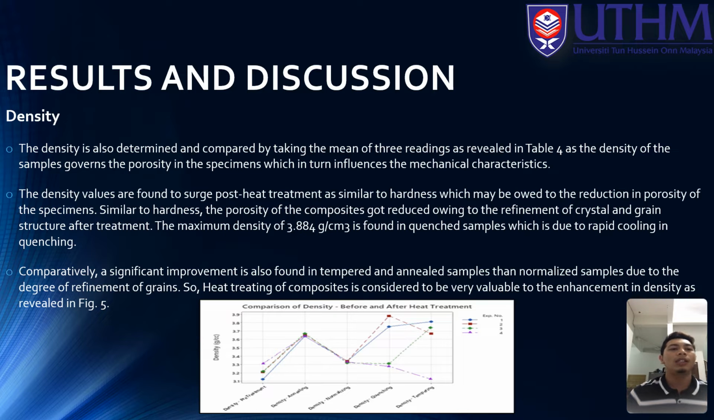The maximum density of 3.884 is found in quenched samples, which is due to rapid cooling in quenching. Comparatively, a significant improvement is also found in tempered and annealed samples compared to normalized samples due to the degree of refinement of grains. So, heat treating of composite is considered to be very valuable, and the enhancement in density is revealed in Figure 5.